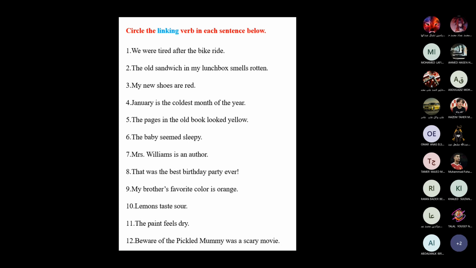Anybody has finished the linking verbs? Questions, solve this one, guys. Action verbs, solve that one I've mentioned.